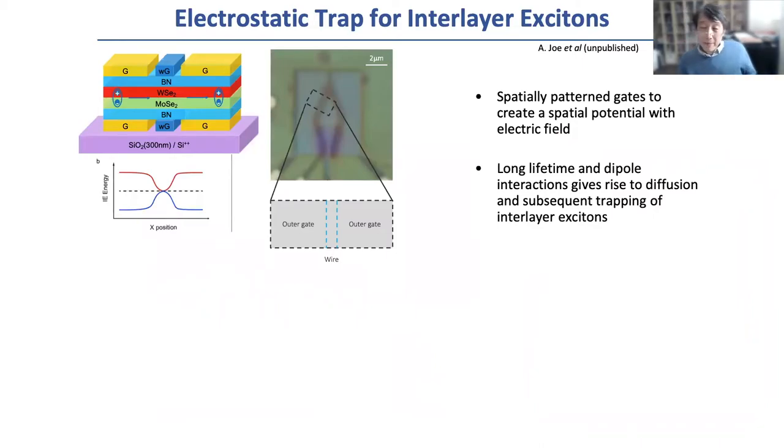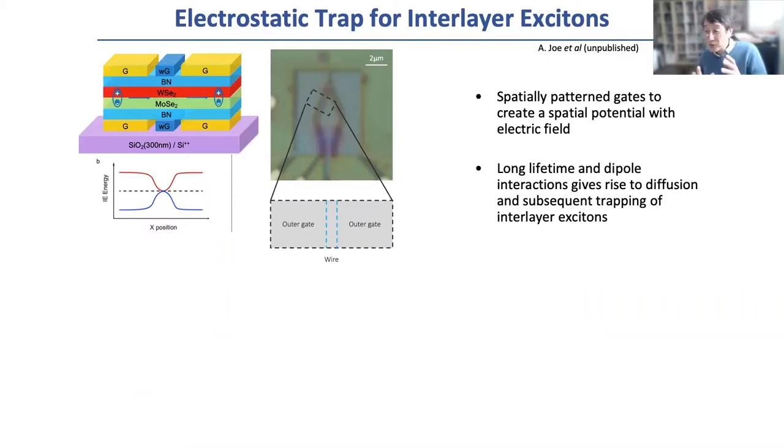So the trapping of the electron in the 2D system has been done a lot. I think in the few examples I showed in the beginning, if I put a gate out there, you can just trap it. But that doesn't work here because the exciton is neutral. So by just putting an electrostatic gate, I cannot trap the exciton. However, for the interlayer exciton, the energy sensitively depends on the vertical electric field, right? That's basically the Stark shift I just mentioned.